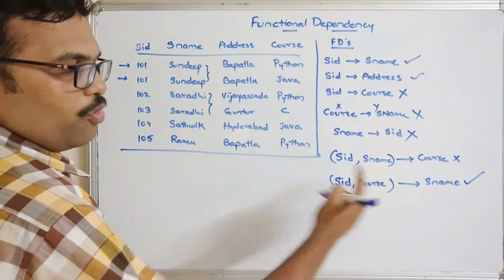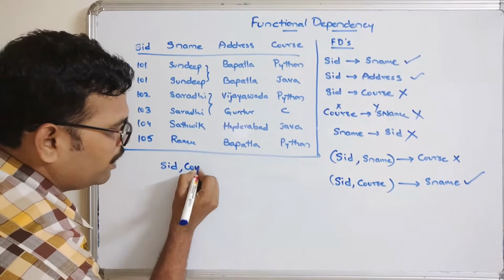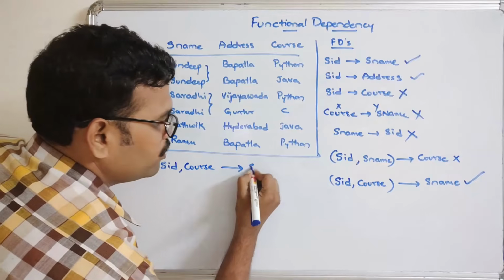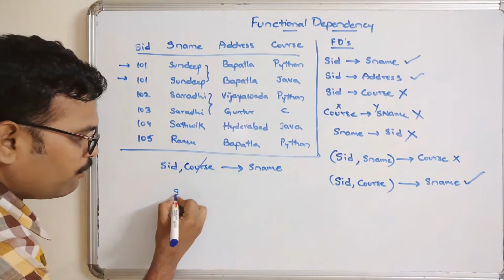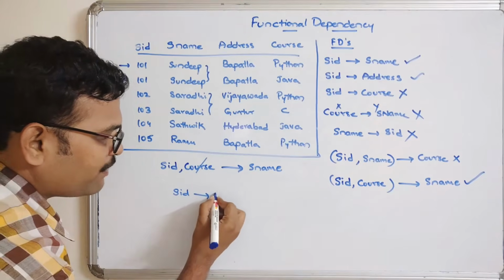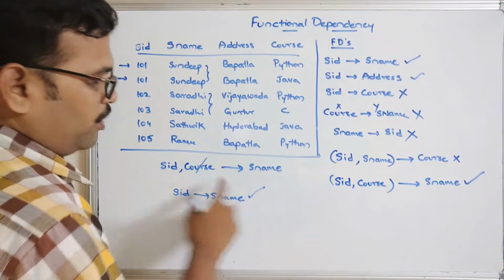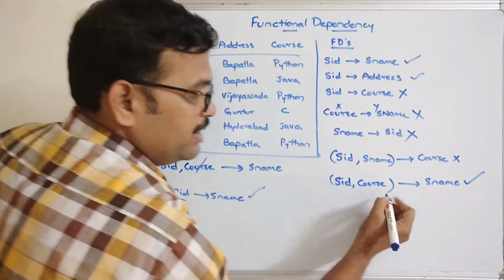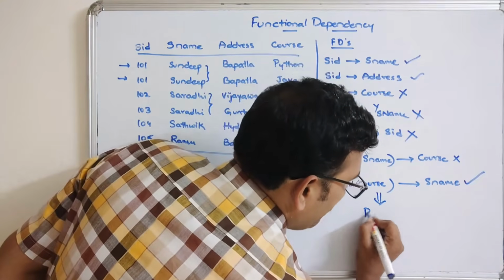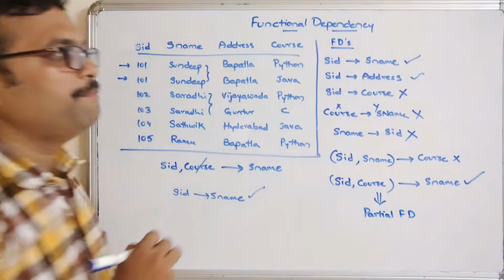Coming to the SID, course, consider this functional dependence. Course tends to S name, and you can observe if you remove this course whether it is still functionally dependent. If you remove the course, it is still functionally dependent. So that's why we call it a partial functional dependency.